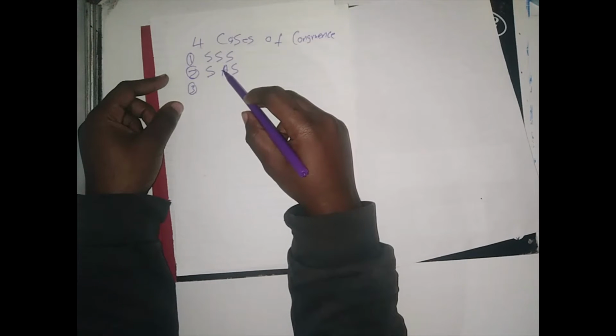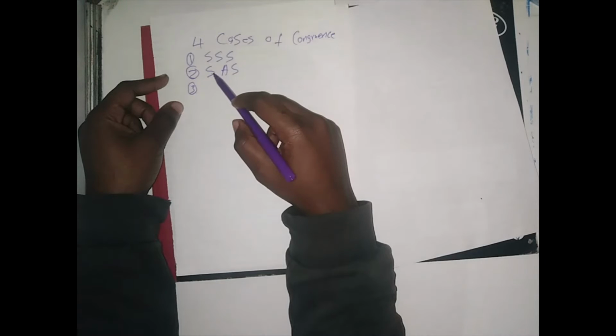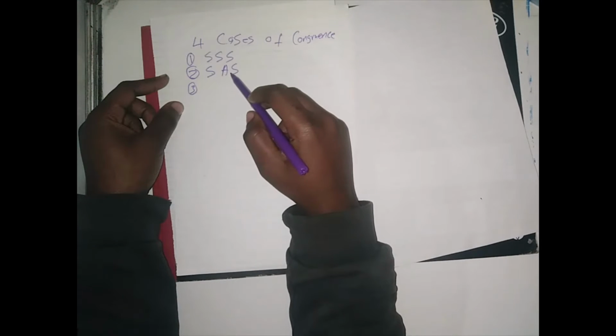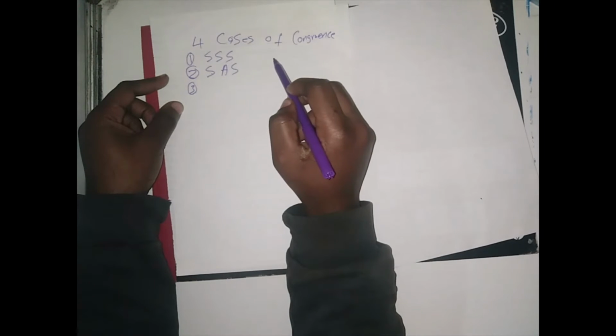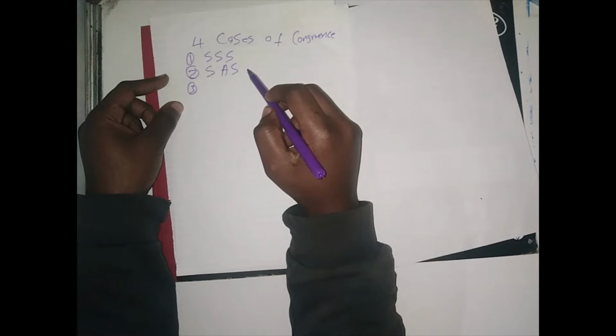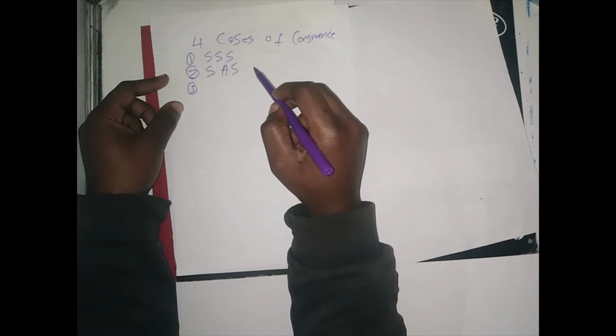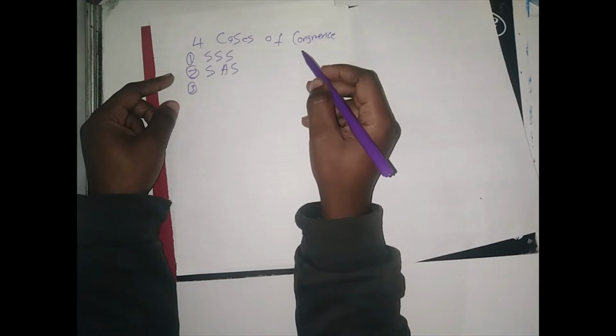This angle must be between, in the same way as this angle is between these two sides. As it's written, even in the sketch, it must be between the sides that are equal. When we do examples, you will see exactly what we are referring to.